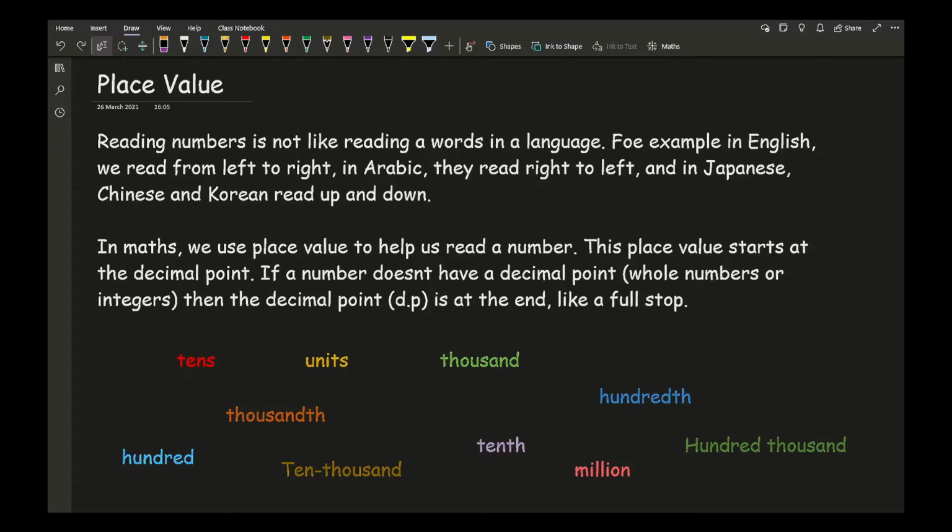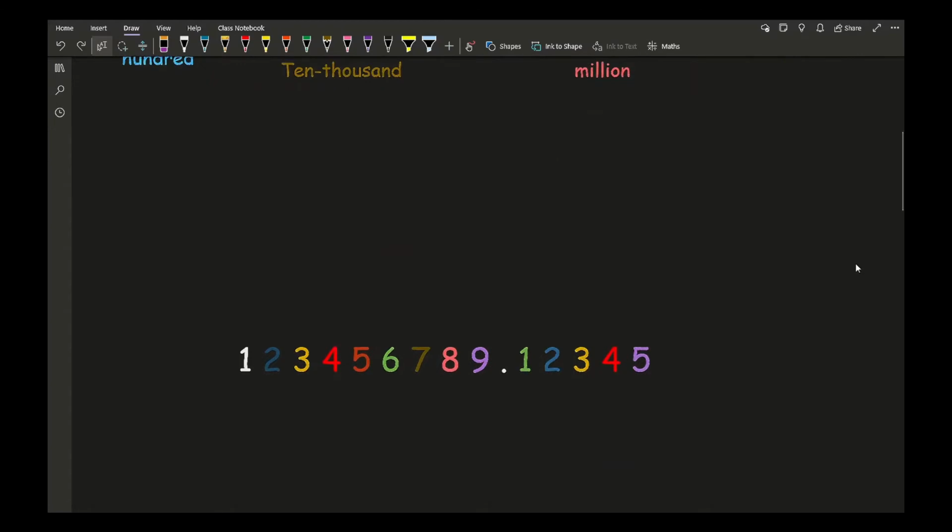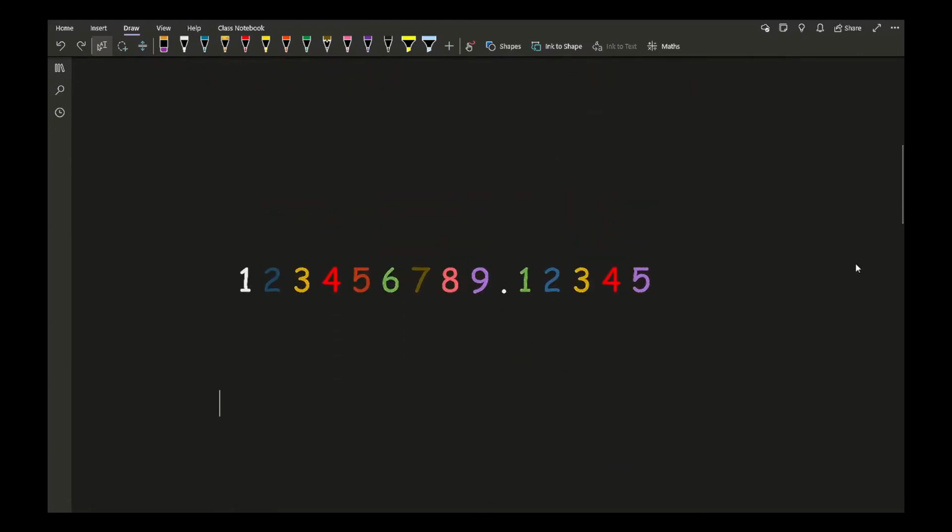Now in maths we use place value to help us read a number, and this place value starts at the decimal point. So if a number doesn't have a decimal point, i.e. whole numbers or integers, then the decimal point is at the end, just like a full stop. Now if we take a number in all its entirety, then we can see that from the decimal point, our first digit on the left is going to be our unit. Then we've got tens, and then we've got hundreds. Then the 6 would represent thousands.